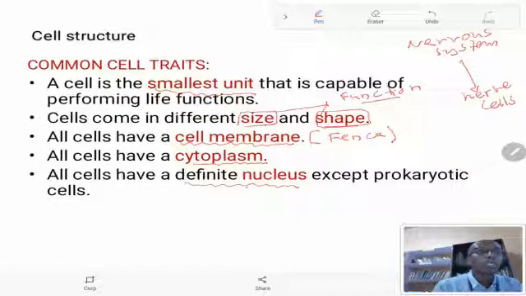So here you have the common traits of cells. Number one, they are the smallest unit that's capable of performing life functions. Number two, we need to appreciate that the size and shape of cells are different according to the function of the cell. Number three, all cells have a cell membrane. Number four, all cells have a cytoplasm. Number five, all cells have a nucleus.